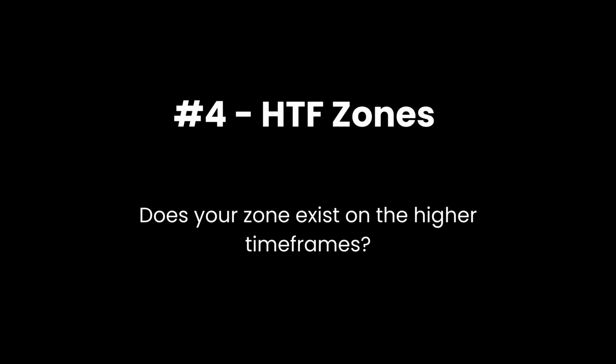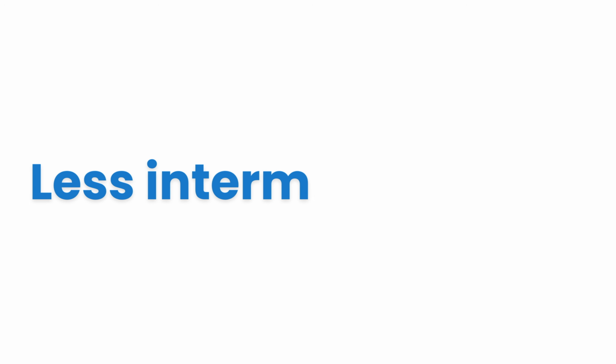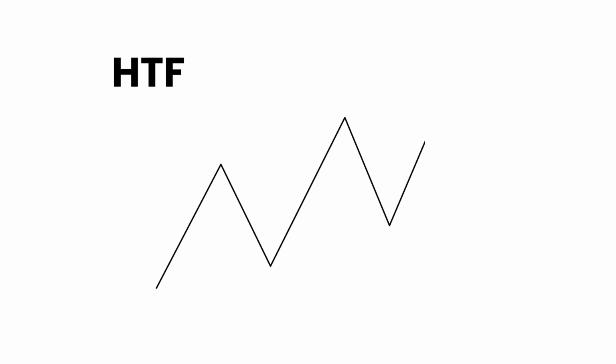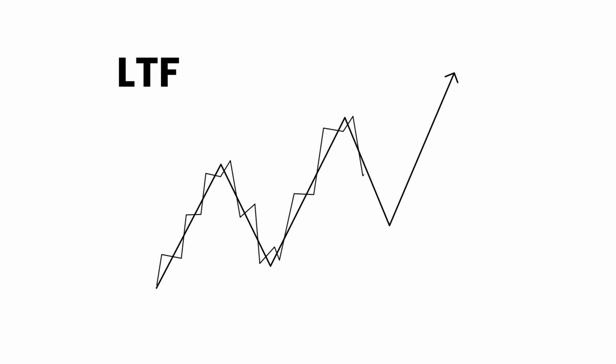And the final pointer is, does your zone exist on the higher time frame? Depending on how long you've been trading by now, you might already know that the higher time frames generally provide the more accurate setups. Why? Less false moves and less intermittent noise. High time frames show price action averaged out. Low time frames show every little intricacy of the buying and selling that takes place within.